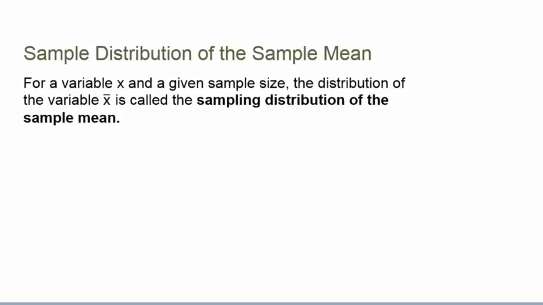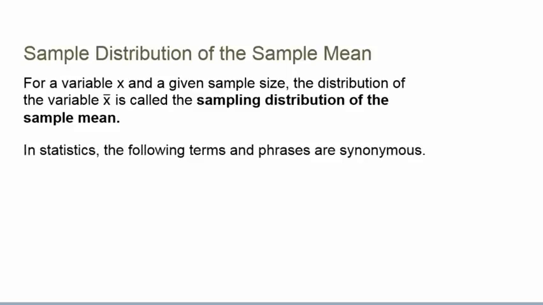Sample distribution of the sample mean. For a variable x and a given sample size, the distribution of the variable x bar is called the sampling distribution of the sample mean.